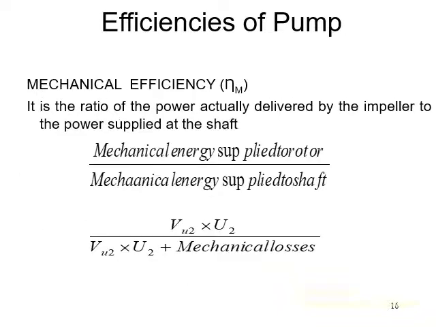The second one is mechanical efficiency, denoted by eta m. It is the ratio of power actually delivered by the impeller to the power supplied at the shaft. The power supplied at the shaft is V_u2 times u2 plus mechanical losses. This is also called the frictional losses, and the mechanical energy supplied to the rotor is given by u2 times V_u2.